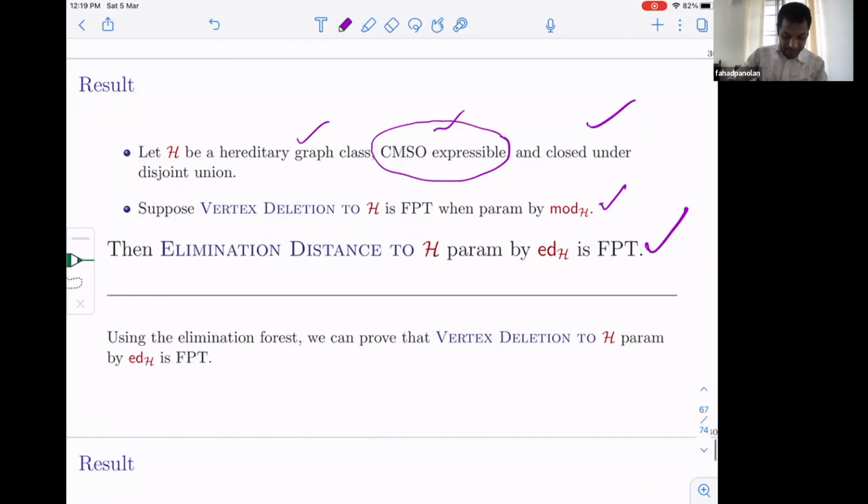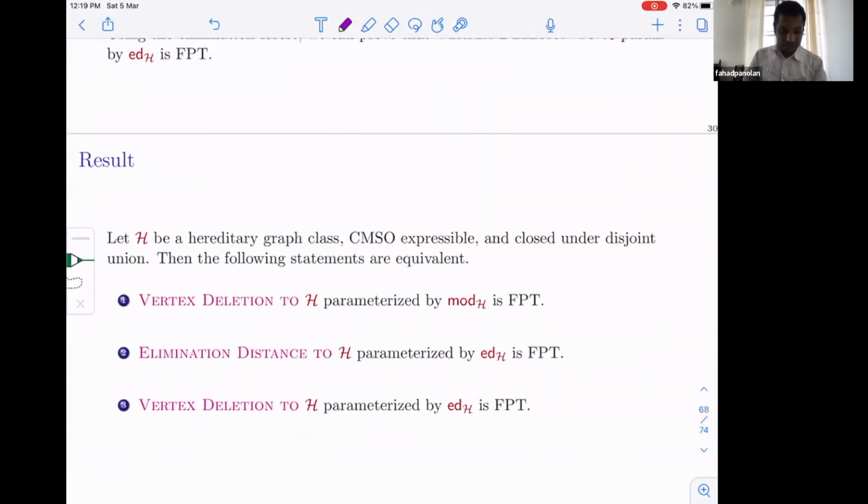Okay. And this gives us the following result: let H be a hereditary graph class that is CMSO expressible, and this property holds, then all these problems are equivalent. Vertex deletion to H parameterized by modulator is FPT implies that elimination distance to H parameterized by elimination distance to H is FPT, and this implies that vertex deletion to H parameterized by elimination distance is FPT. And why is it so? I say this implies this. Why is it so?